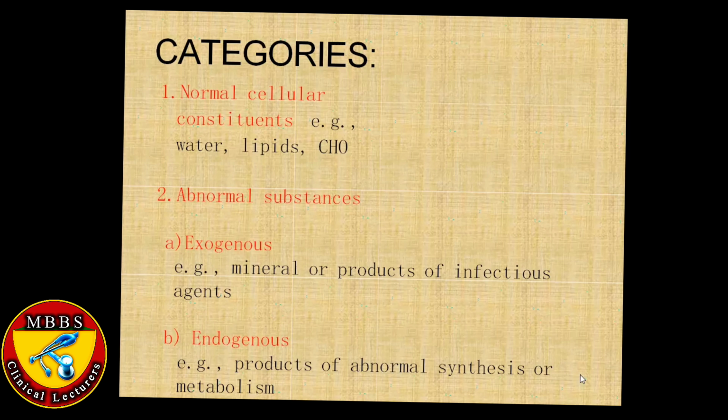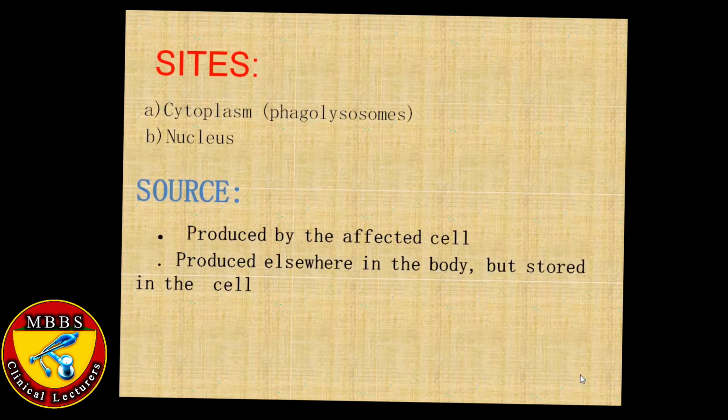Again, the normal cellular constituents, as we talked about, are water, lipid, and carbohydrate. Abnormal substances can be exogenous, like minerals and products of infectious agents, or endogenous, like products of abnormal synthesis or metabolism. These abnormal constituents either get inside the cytoplasm or sometimes enter into the nucleus. The sources are produced by the affected cell, or produced elsewhere in the body but stored in the cells.